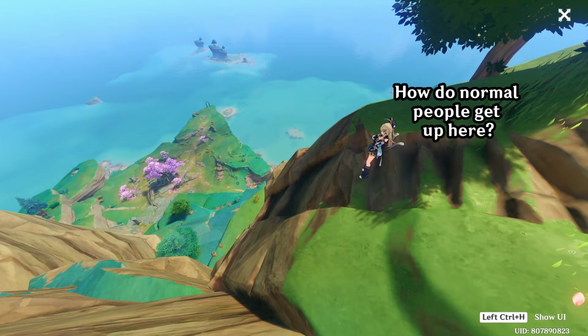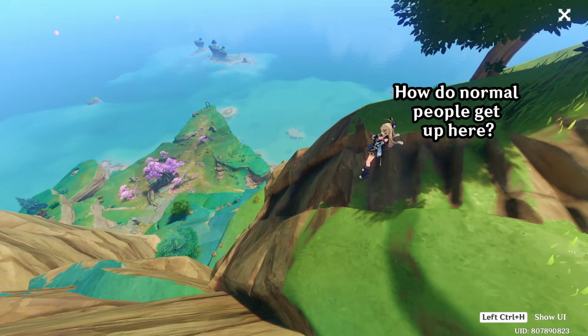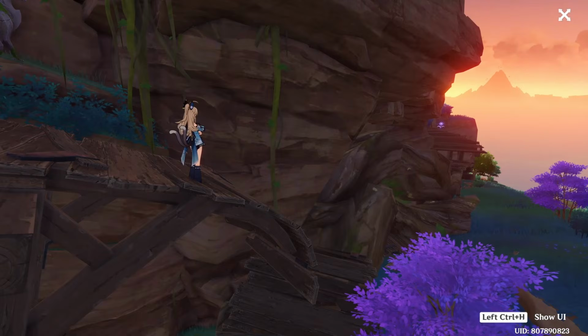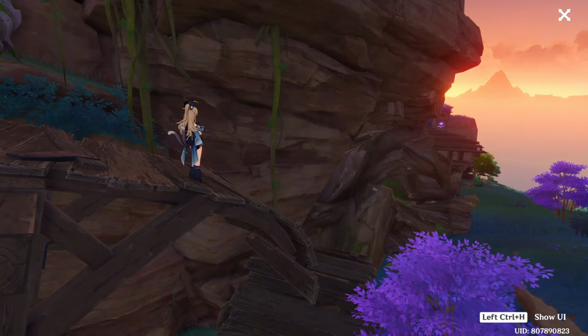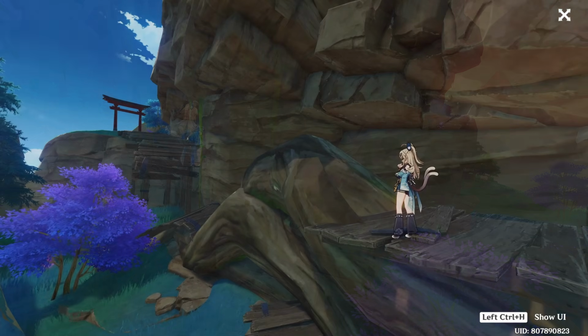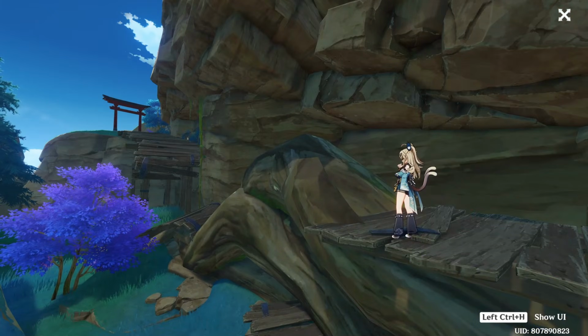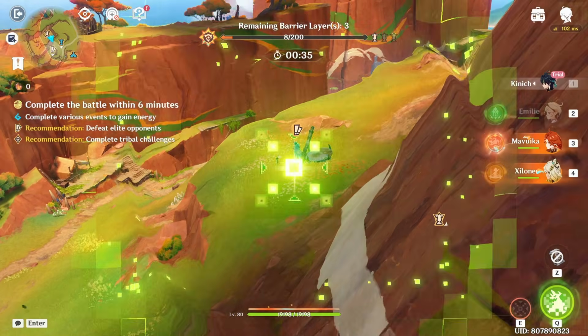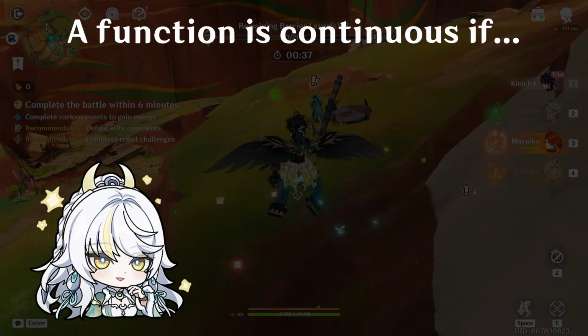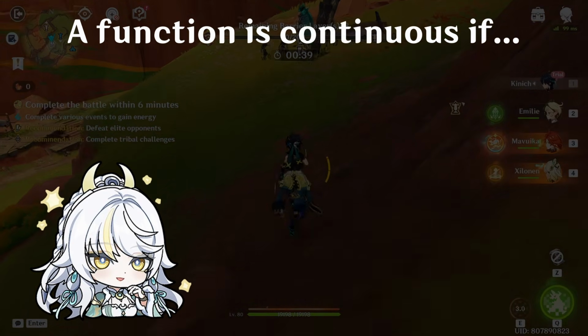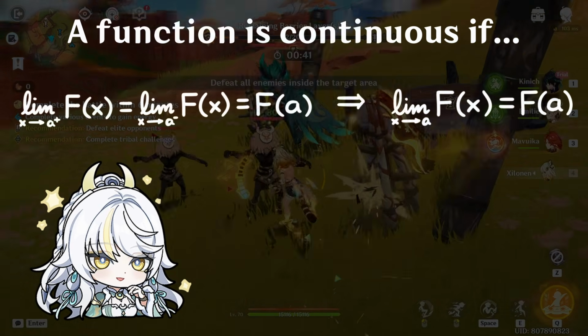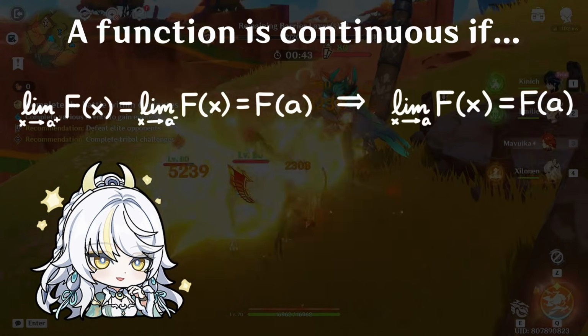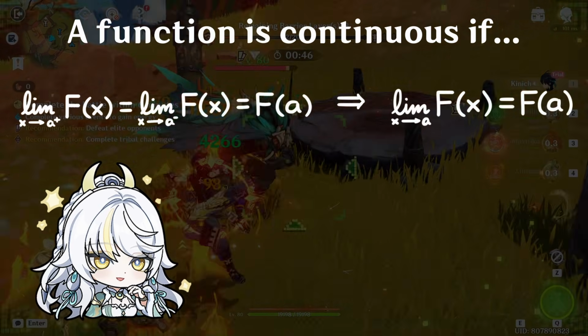Because the points we arrive at along the path change depending on which way Kirara goes, we can say that the path is not continuous. She needs to climb, she needs to glide, she needs to jump, whatever the case is. She can't just go by foot. All in all, we can say a function is continuous if f of a is also equal to the limit of f of x as x approaches a.